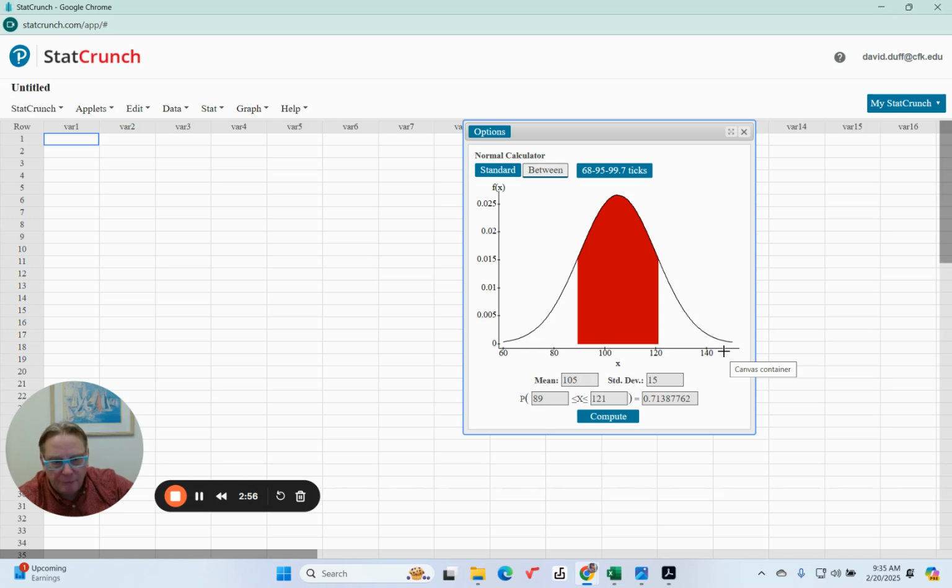135 would be 150. So remember, one standard deviation away is a z-score of positive 1, because if you're below the mean, that's a negative z-score. 2 standard deviations away would be a z-score of positive 2, and 3 standard deviations away would be a z-score of positive 3. Anyway, I hope that helps, and this concludes this lesson.